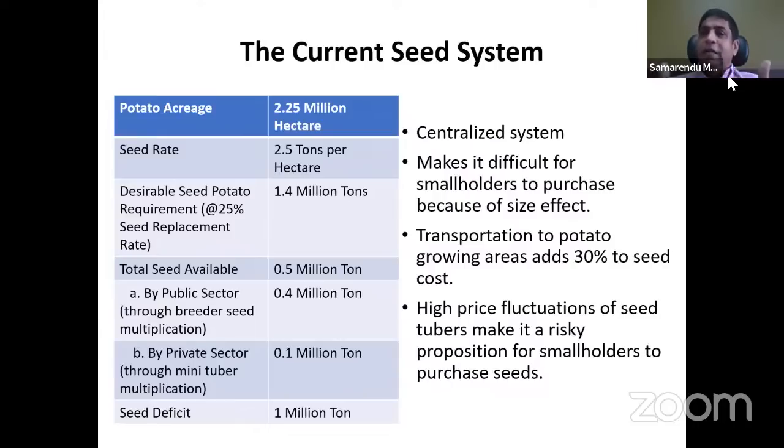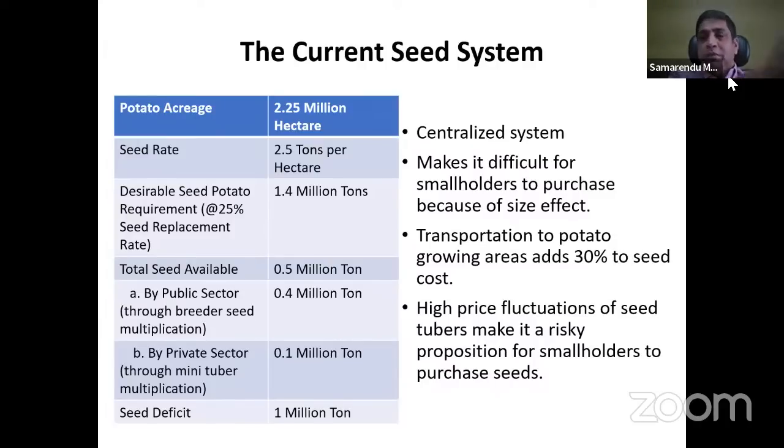They really cannot afford to spend that much money. And even if somebody has money, they are concerned about the market risk, whether they will get the money back at the end of the season, because the price of potato might drop. These high price fluctuations make it very difficult for farmers to take that risk. So unlike rice and wheat, that's a big problem.